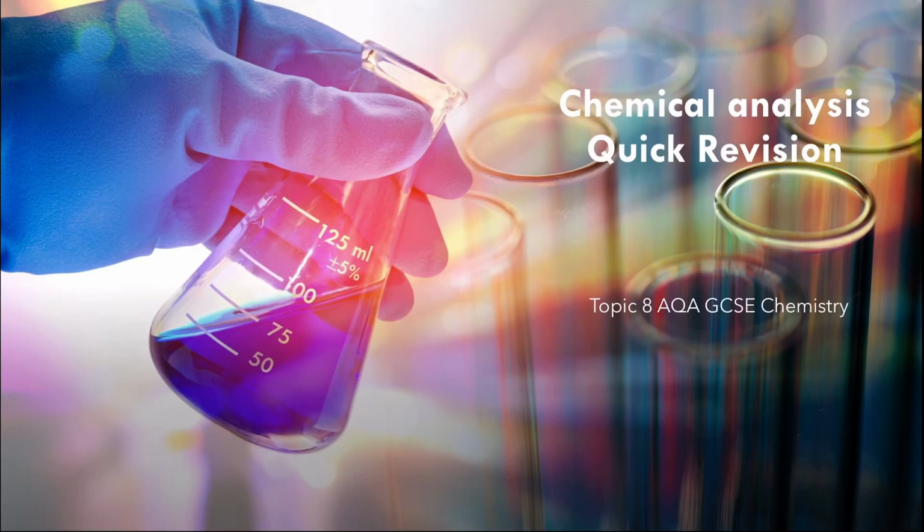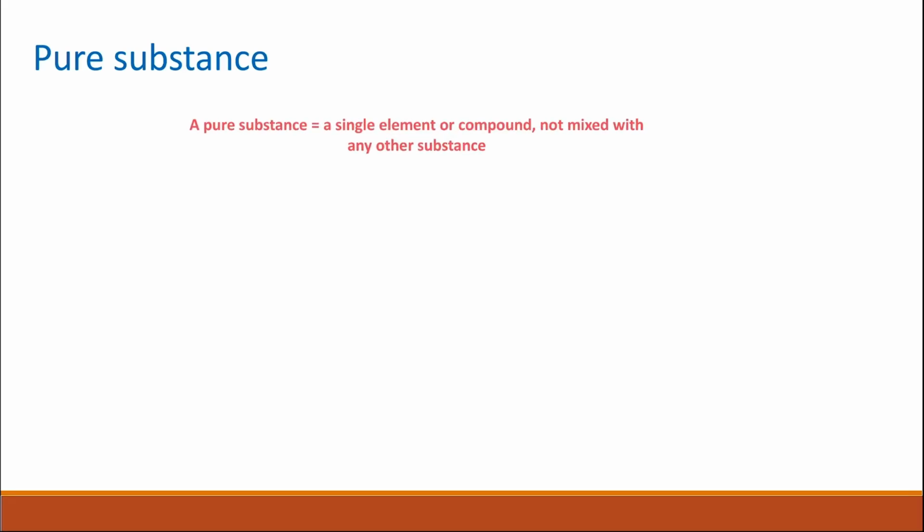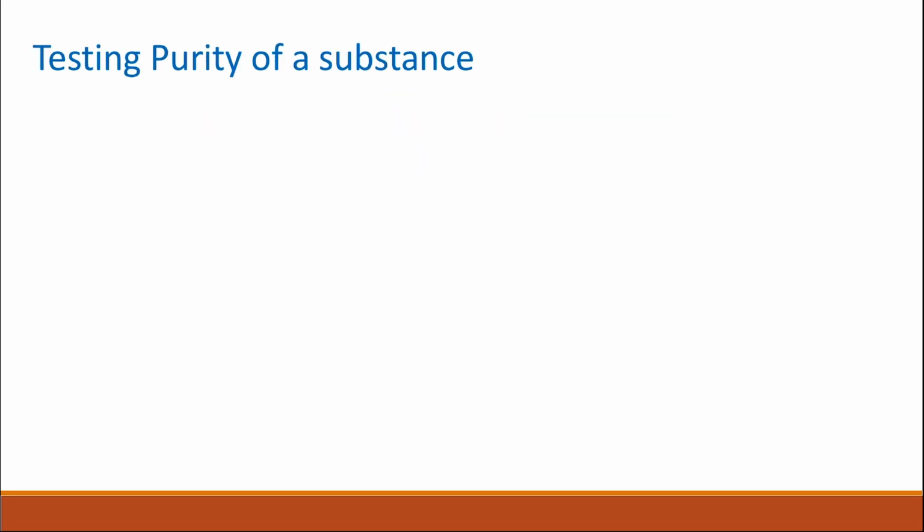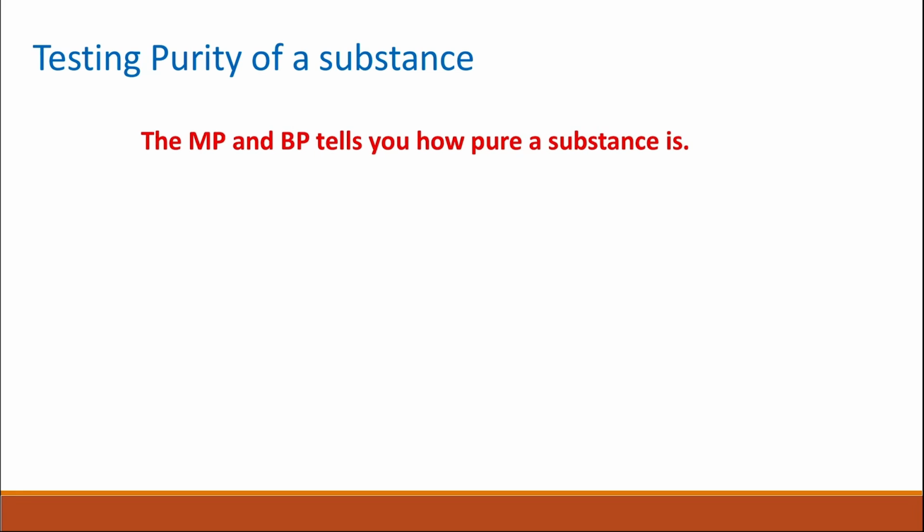This is a quick revision of Topic 8, AQA GCSE Chemistry, Chemical Analysis. A pure substance is a single element or a compound not mixed with any other substance. You can test the purity of your substance by measuring the melting or boiling point of your substance. This is because pure substances will melt and boil at specific temperatures.